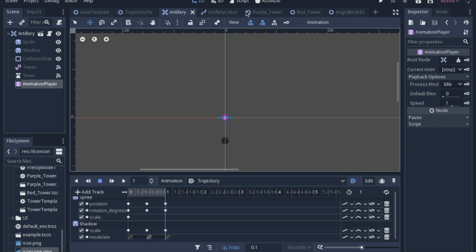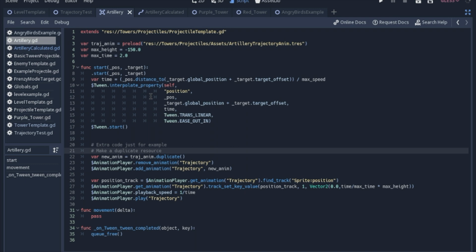So let's go ahead and take a look at that. Now ironically, there's a lot of code here just to make the animation player work. Usually you use animation players to avoid code, but this one required quite a bit of tweaking. So we're actually going to preload. I saved that trajectory animation as a resource because that's going to become very handy in just a minute. I don't ever want the height of the projectile going up and coming back down to be more than 150, and the max time that the projectile is going to take to get to the enemy is going to be 2 seconds.